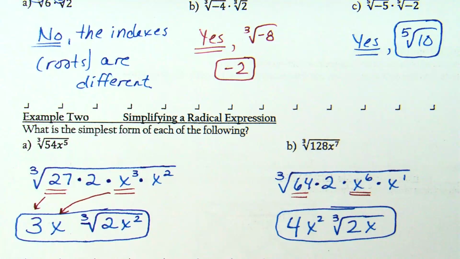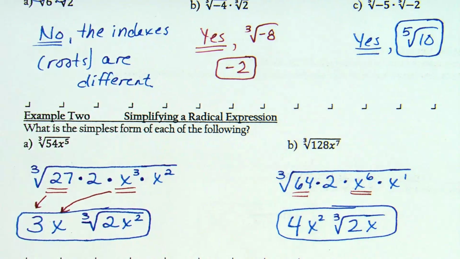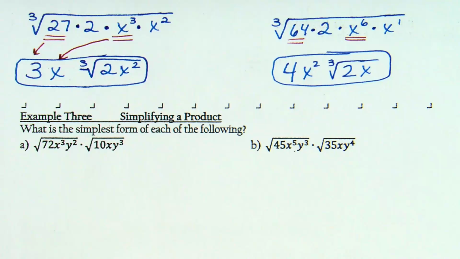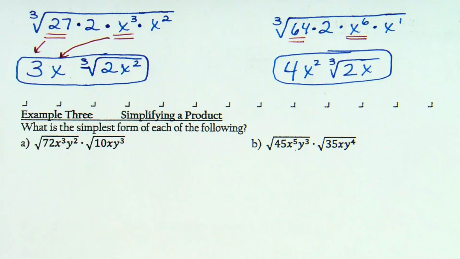Okay. You can use the same process with square roots, right? We practiced using cube roots right there, but you can use the same process with square roots. Example 3. What's different here? Okay, square roots instead of cube roots. And instead of just having 1 to simplify, officially we have 2 to multiply.